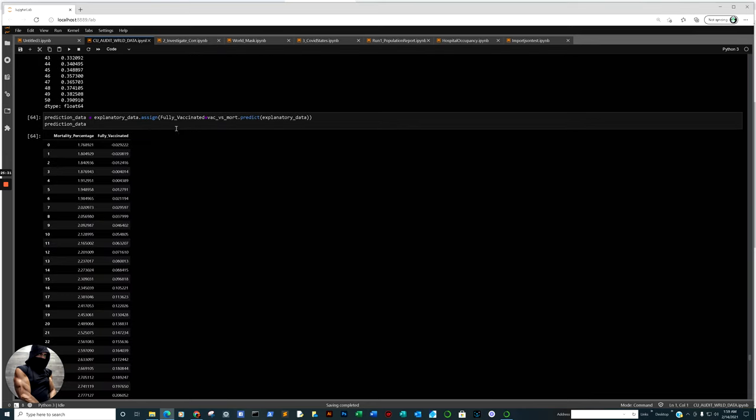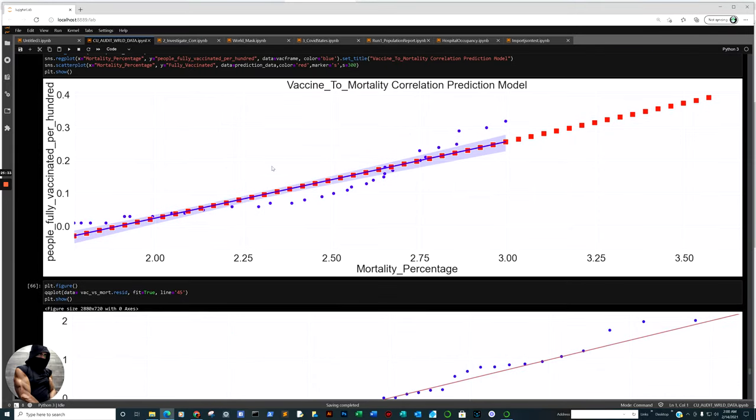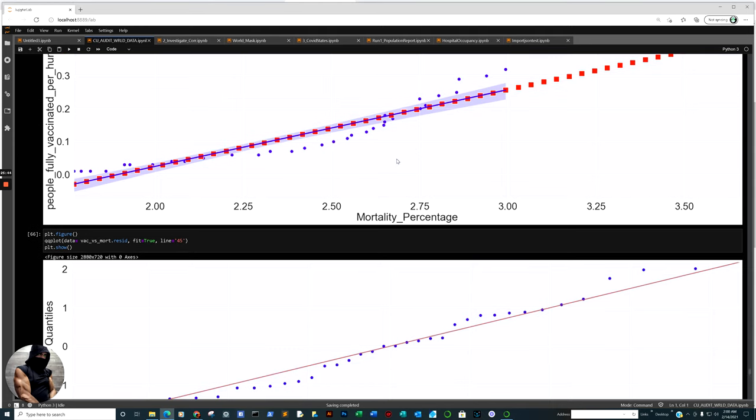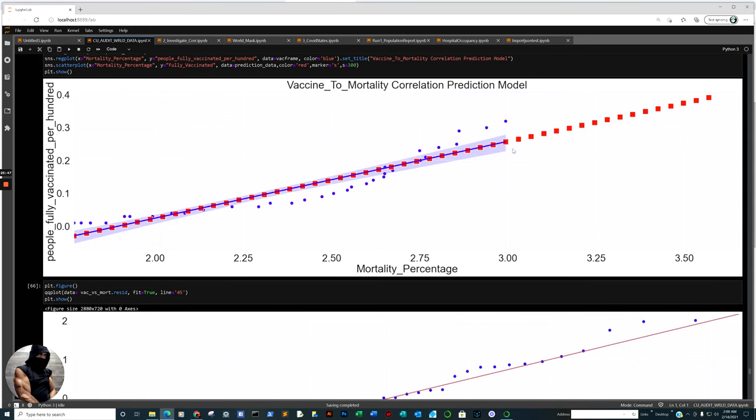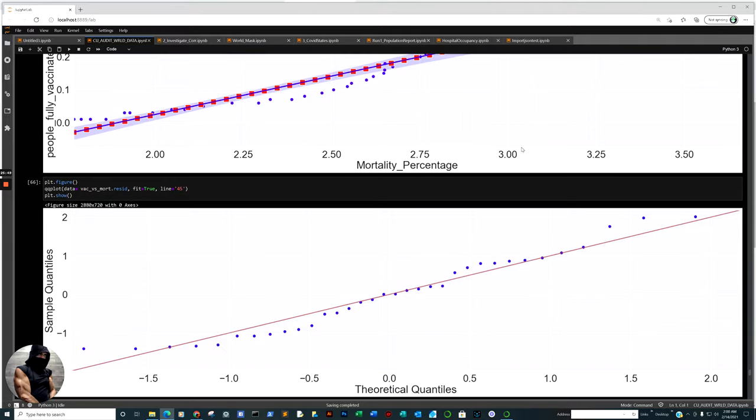But here we are, and there's our data. There's our predictive model. So far, it's been on target. I'm just trying to say, it's not causative, but there is a correlate. I mean, you can use it to predict. We'll see next week as well.